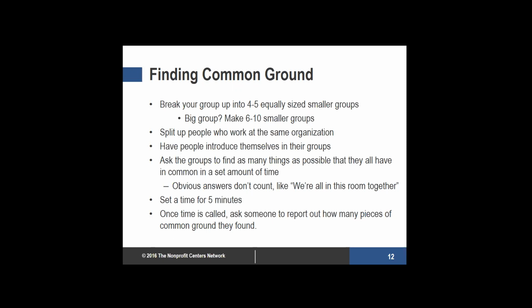Once time is called, have people report out how many pieces of common ground they found in their group. I have found groups that have been able to identify 32 distinct pieces of common ground in the space of 5 minutes. Those groups are really open to sharing and can start to build trust. Pretty much anybody can find common ground if they look hard enough.